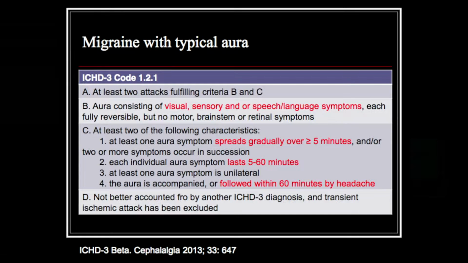And then finally, the headache phase is accompanied by a headache within 60 minutes after the aura has occurred. So those are the specific criteria, and no other cause for it is found. For example, rarely brain tumors can cause an aura, or arteriovenous malformations can cause auras as well. So that's assuming that those disorders have been excluded.